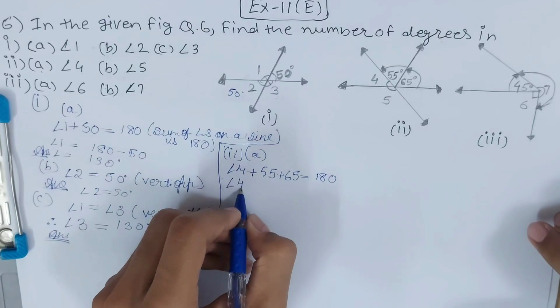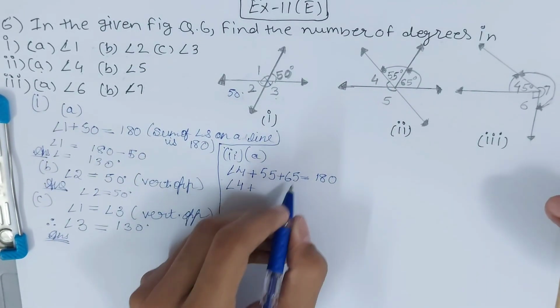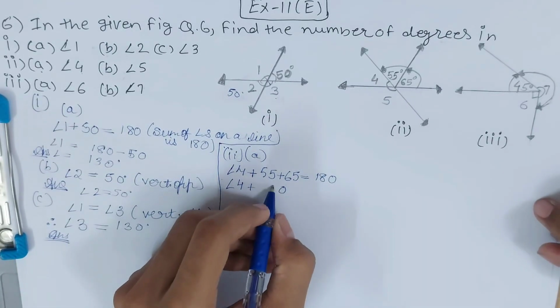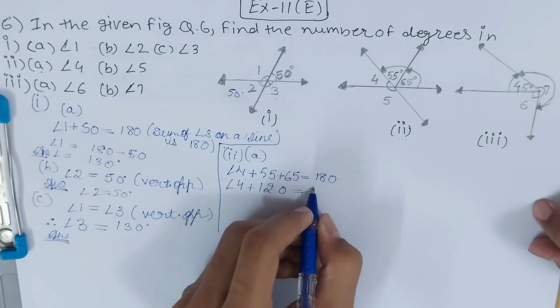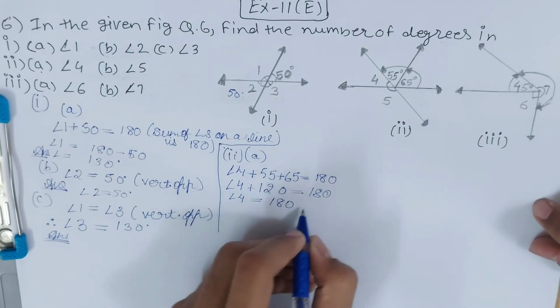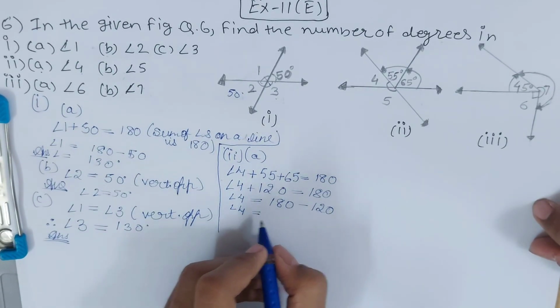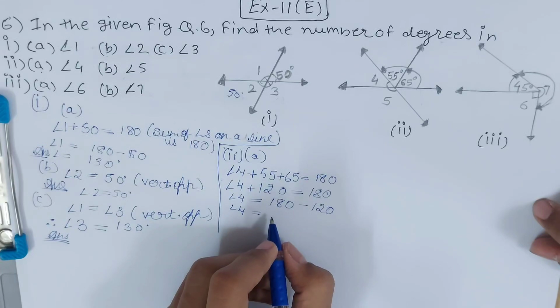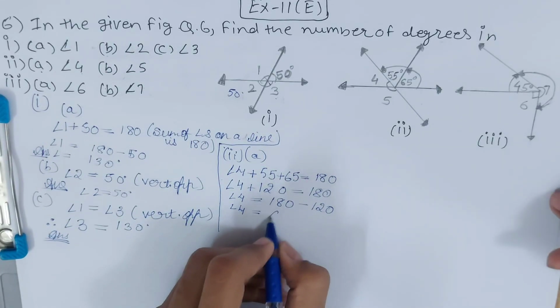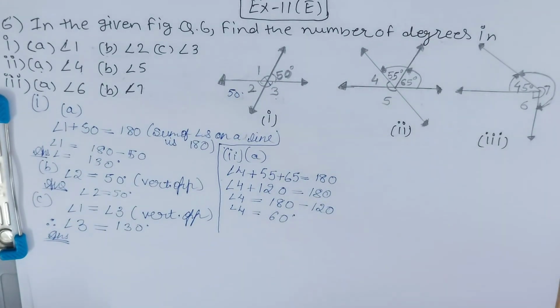Okay, so angle 4 is equal to what? Angle 4 plus now 55 and 65, 5 plus 5 is 10, 1 carried over, 6 plus 6 is 12, so 120. Angle 4 plus 120 is 180. So angle 4 is equal to 180 minus 120, that is 60. So angle 4 is equal to 60 degrees. That's the first answer. We also need to find angle 5, right? That we will be able to find easily.